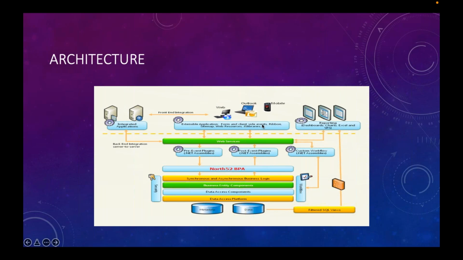Then ribbon customizations. If you see the UI, there are some buttons like custom buttons, approve, new, save and close, and there are some export and import buttons, right? Those buttons are in the ribbon, which here they have given us as ribbon, but actually it is called ribbon workbench.